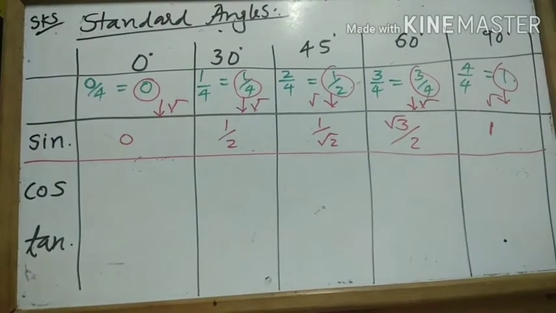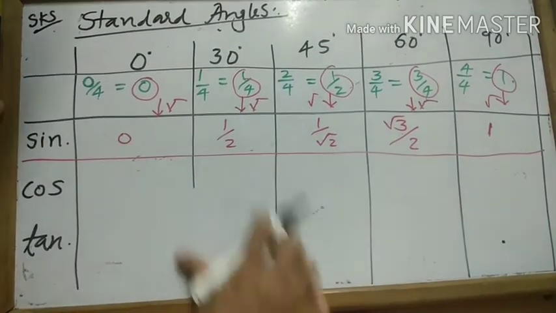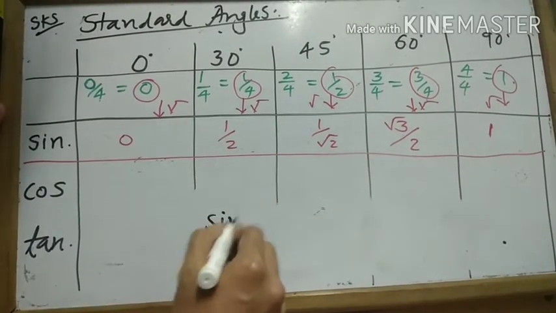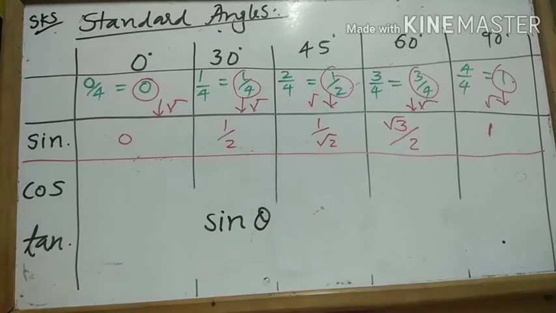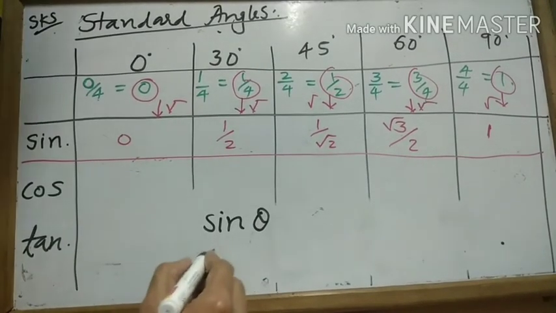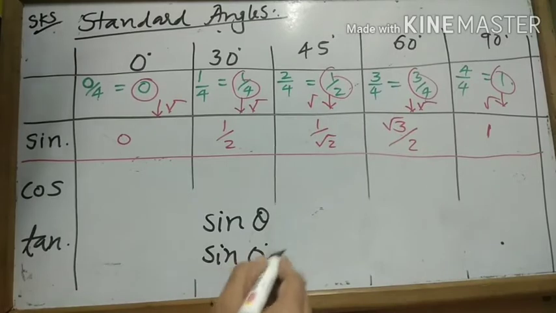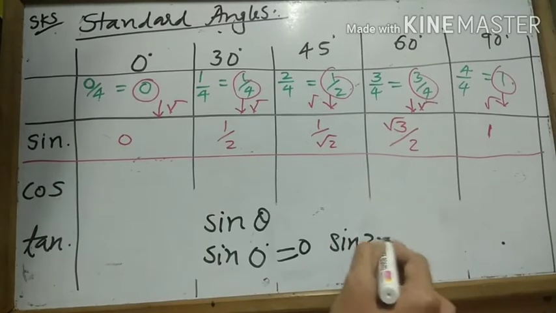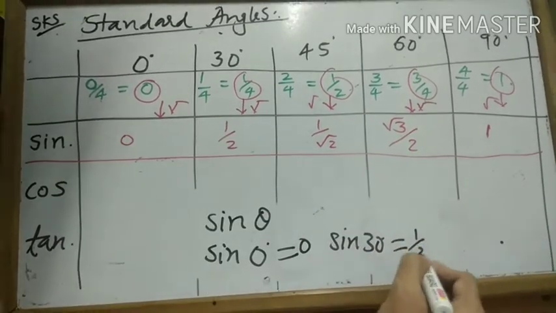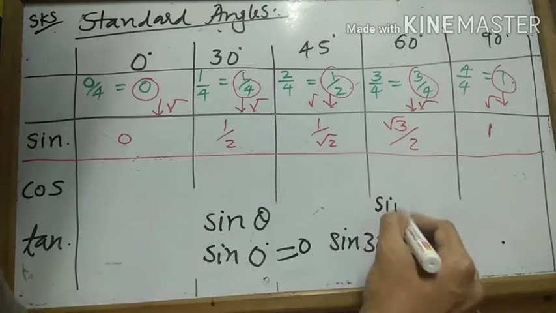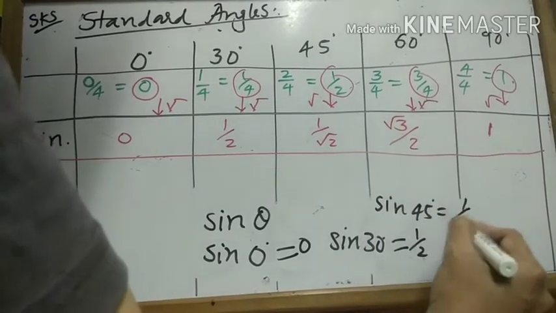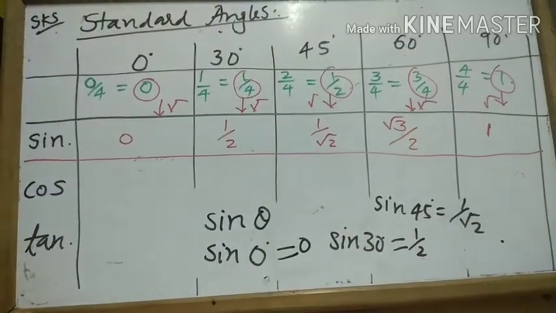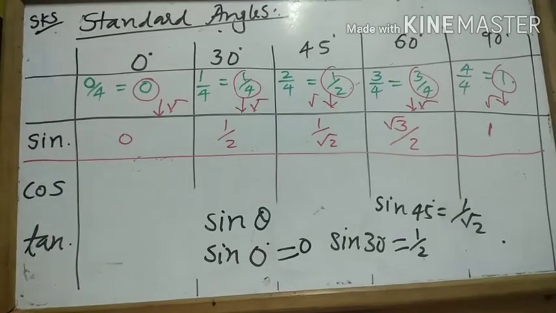What does this mean, my dear friends? We learned in the previous part that we write sine theta, and I told you theta is a symbol used for some unknown angle. Now suppose somebody is asking me what is the sine of 0 degree, then sine of 0 degree is 0. If somebody is asking what is sine of 30 degree, then sine of 30 degree is 1 upon 2. Somebody is asking, sir, how much is sine 45 degree? Then sine of 45 is 1 over root 2. Likewise, from the table, you can remember 5 values of sine ratio.